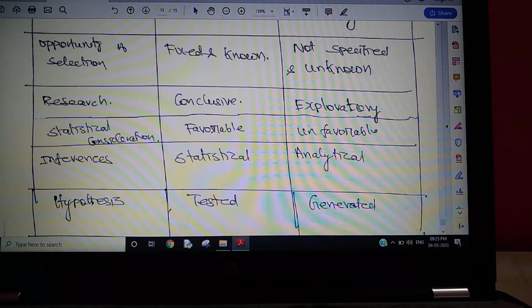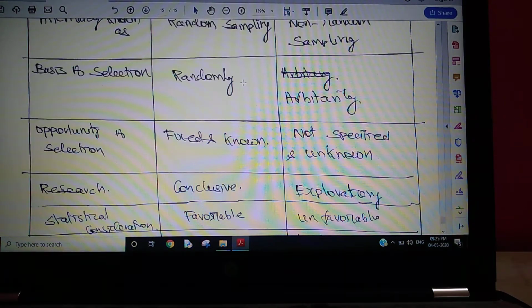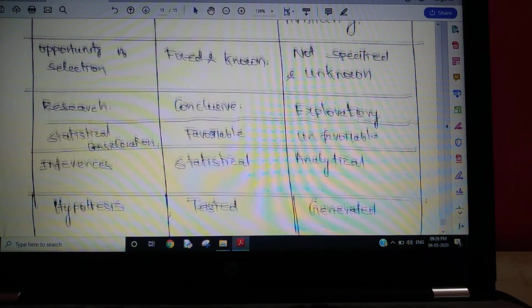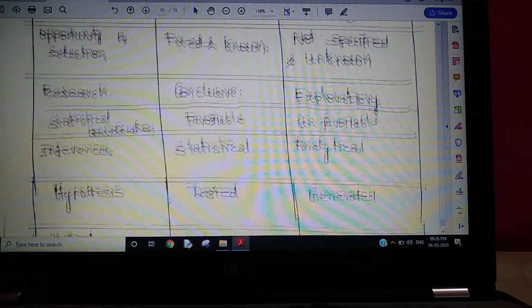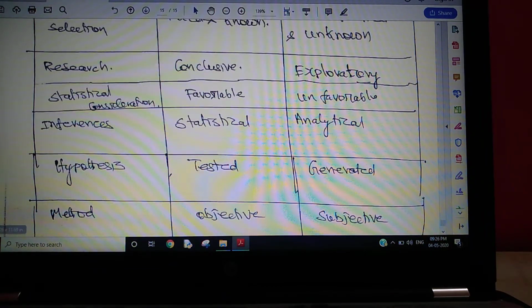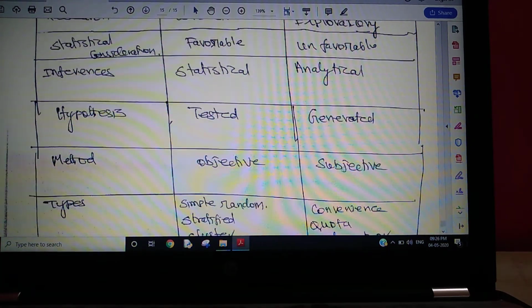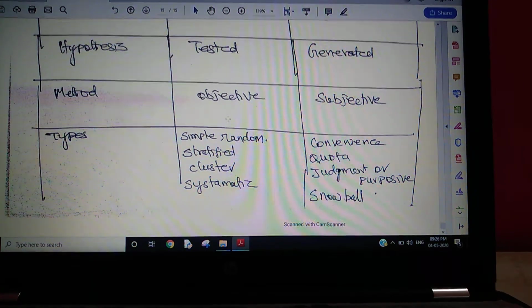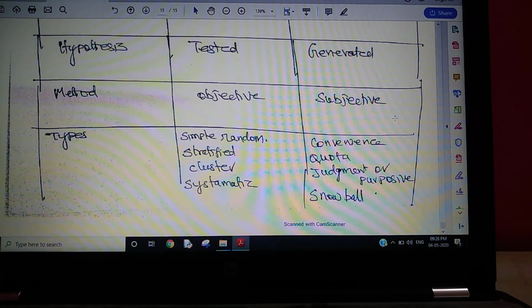Then statistical consideration, favorable. In random sampling, we can apply statistical techniques to test. In non-probability sampling, we cannot apply statistical techniques. Inferences: statistical here, analytical there. Hypothesis: it can be tested here, there we can only generate. Method: objective and subjective. Types: simple random, stratified, cluster and systematic, versus here convenience, quota, judgmental or purposive, or snowball.